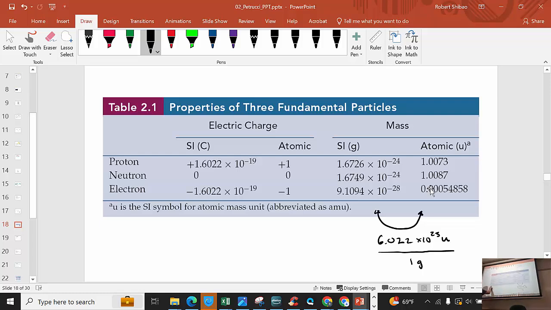U is the SI symbol for the atomic mass unit, abbreviated as AMU. I'm sorry?